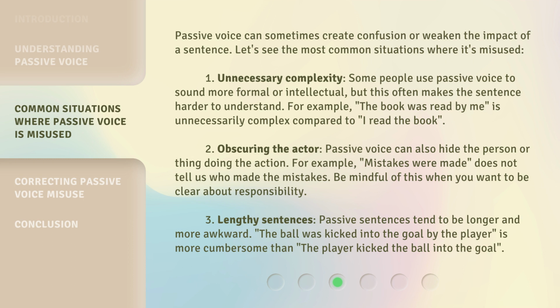2. Obscuring the actor. Passive voice can also hide the person or thing doing the action. For example, "mistakes were made" does not tell us who made the mistakes. Be mindful of this when you want to be clear about responsibility. 3. Lengthy sentences. Passive sentences tend to be longer and more awkward. "The ball was kicked into the goal by the player" is more cumbersome than "the player kicked the ball into the goal."